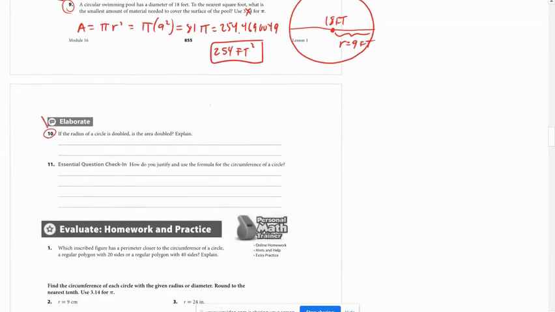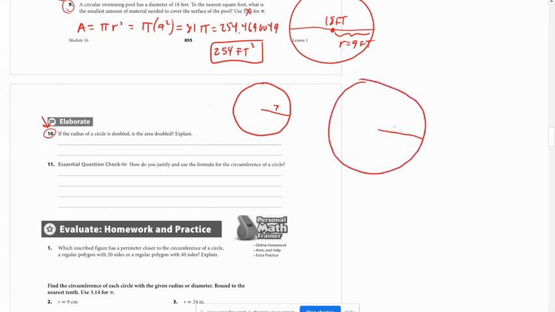Okay, and then number 10, if the radius of a circle is doubled, is the area doubled? So let's try it. Just pick any random number for the radius of a circle. Let's say 7. Then if we make a circle that has twice the radius, this time 14, let's go ahead and find the area and see what happens to the area. So the area for this smaller circle is going to be pi times 7 squared. That's 49 pi. And 49 pi is about 153.938.